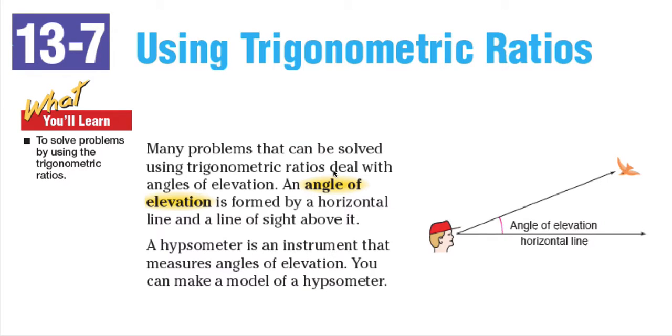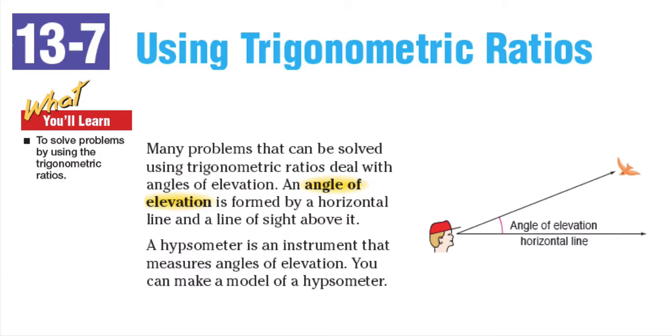Let's take a look at a definition of what an angle of elevation is. Many problems that can be solved using trigonometric ratios deal with angles of elevation. The definition of an angle of elevation is an angle formed by a horizontal line and a line of sight above it.